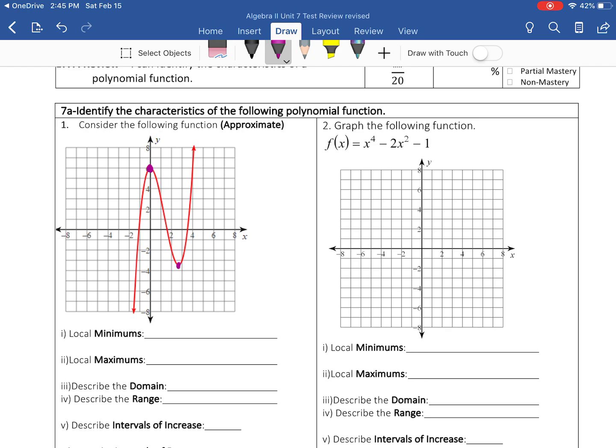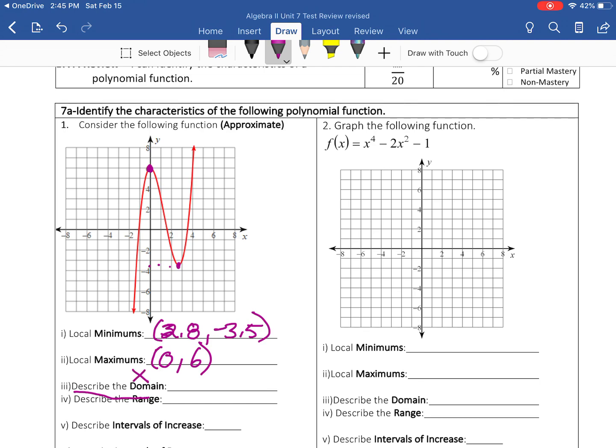So this one right here, the top one, that's going to be a local maximum because it's a high point, and that is going to be (0, 6). And then this point right here is a local minimum. So I look at my x value, it's about 2.8 over, and it is about -3.5 down.